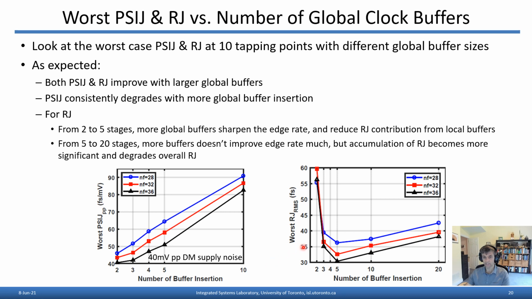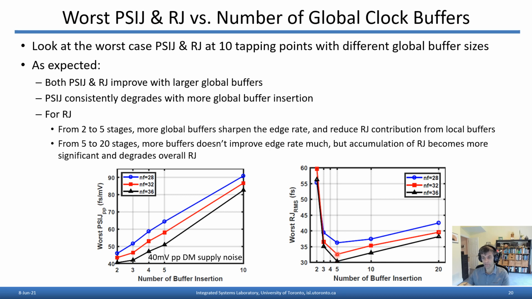For RJ, the situation's a little more interesting. As we go from 2 to 5 stages, adding more buffers means that each buffer is driving a shorter distance of interconnect, so the edge rate sharpens, we get faster rise fall times, and we saw that that reduces the RJ contributed from the local buffers.